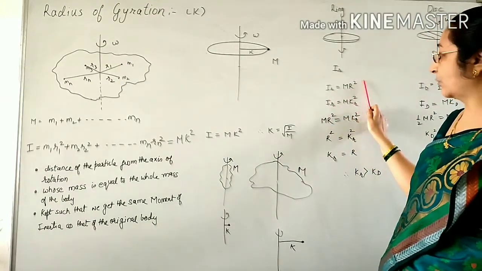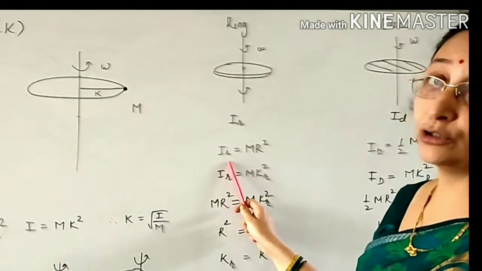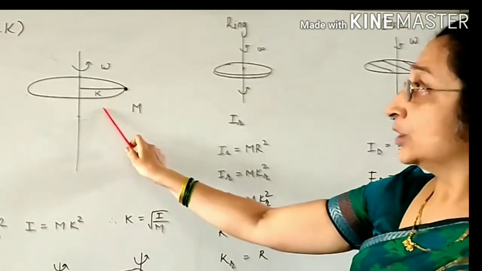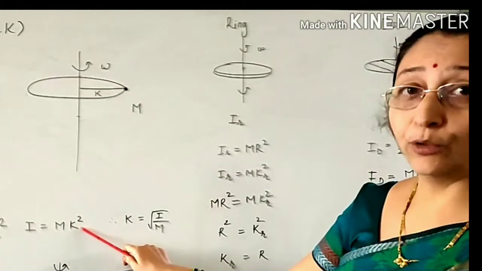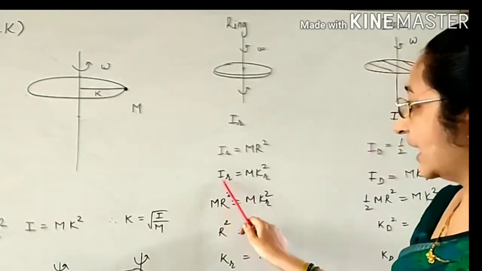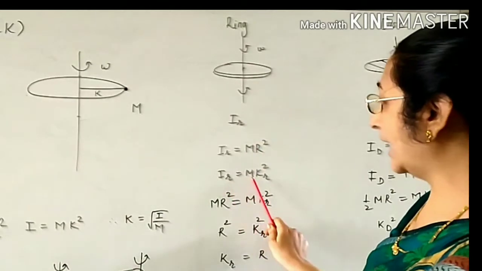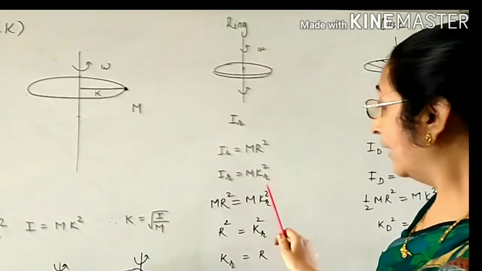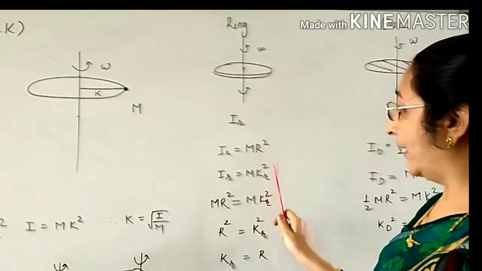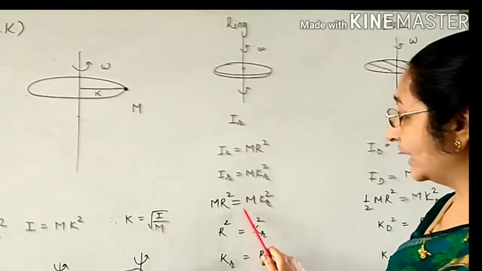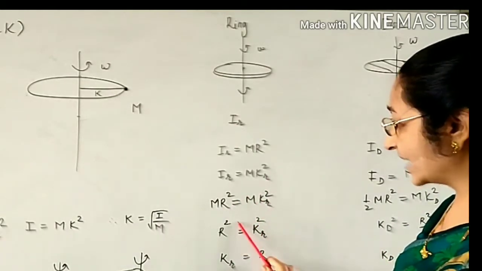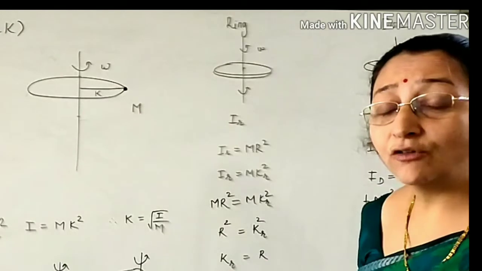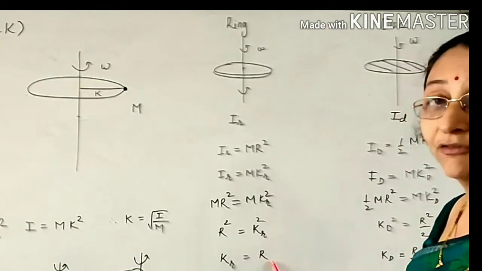The moment of inertia of the ring, as we calculated in the last lecture, is mr square. Now, according to the radius of gyration formula, the moment of inertia of this ring, I_R, is m into kr square, where kr is the radius of gyration of the ring. So, equating both, we get mr square is equal to m kr square. So, r square is equal to kr square. So, kr is equal to r. That is, the radius of gyration of the ring is the radius of the ring itself.